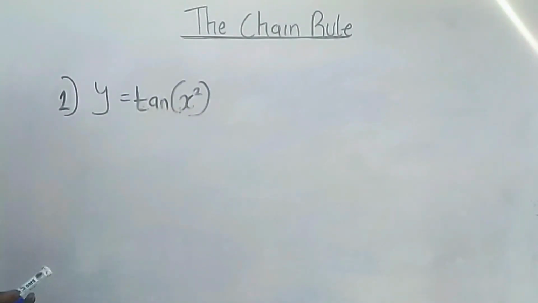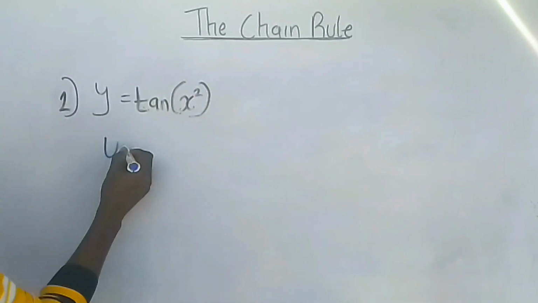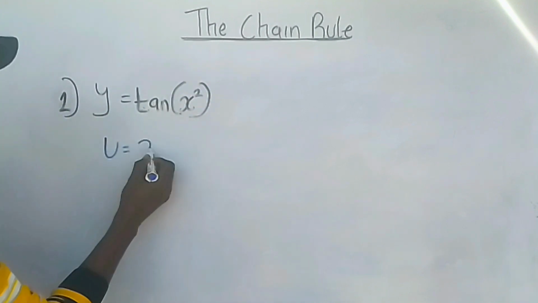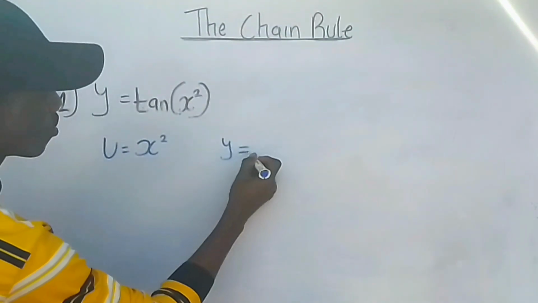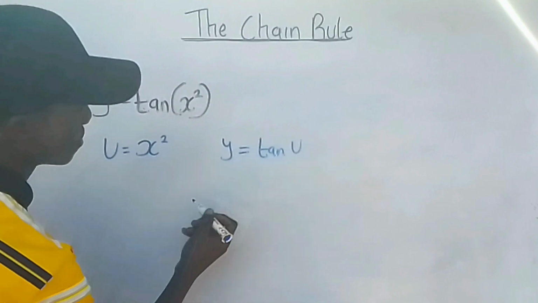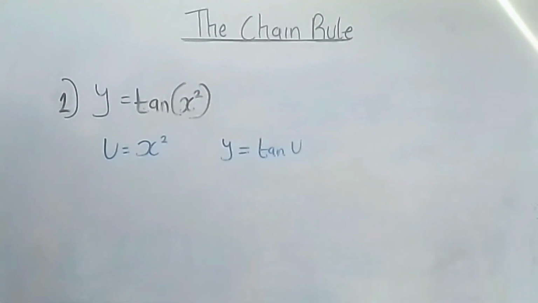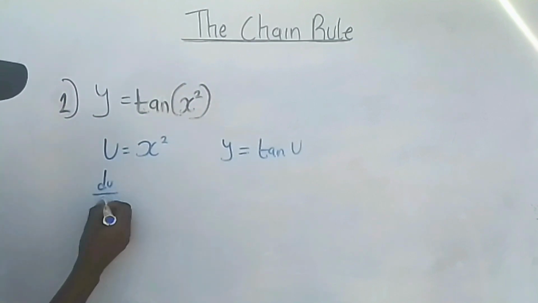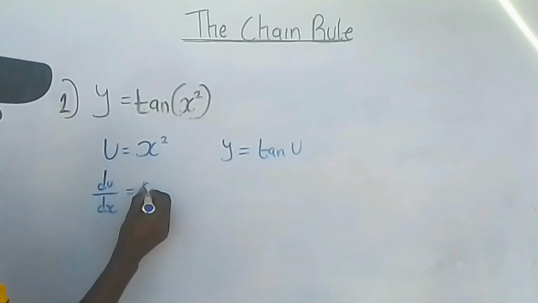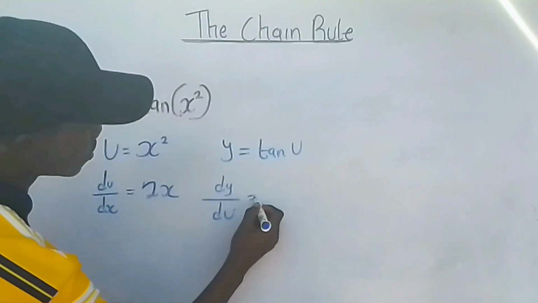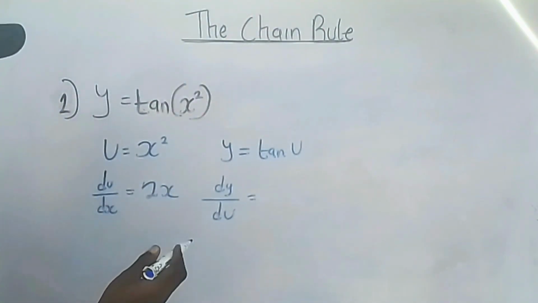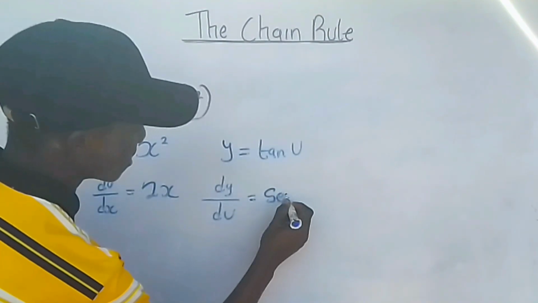The first step is to identify the inner function and the outer function. In that case, I'm going to set u is equals to the inner function, which is x squared. So u is equals to x squared. If u is equals to x squared, then y will be equals to tan u. The second step is to differentiate both the inner function and the outer function. So I'm going to have the du over dx is equals to 2x, and the dy over du is equals to, if you differentiate tan u, you are going to get sec square u.